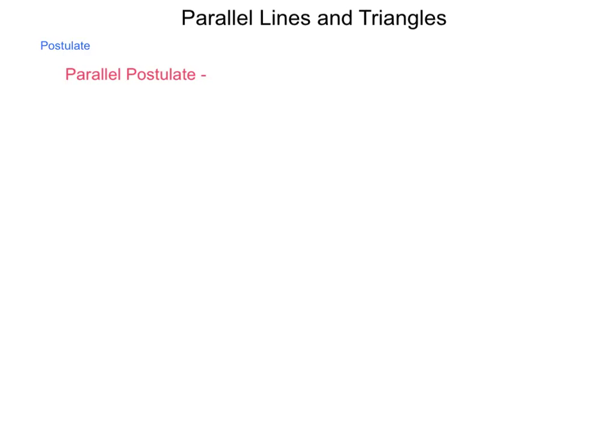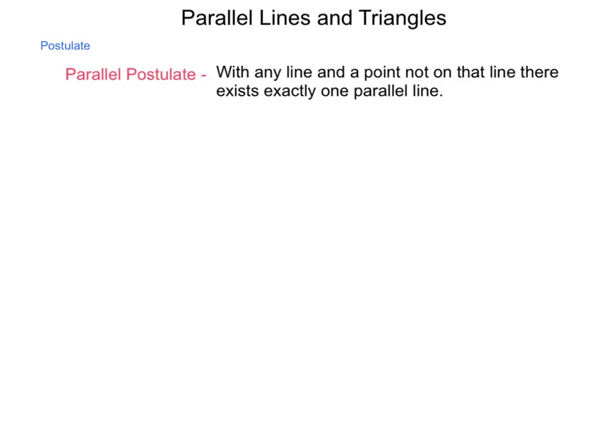For our next lesson here, we're going to be looking at parallel lines and triangles. And we're going to begin this with the parallel postulate, which simply states, with any line and a point not on that line, there exists exactly one parallel line.